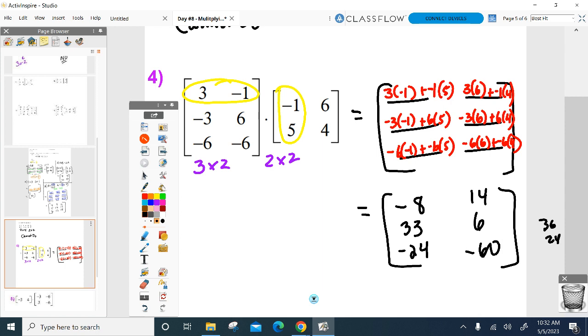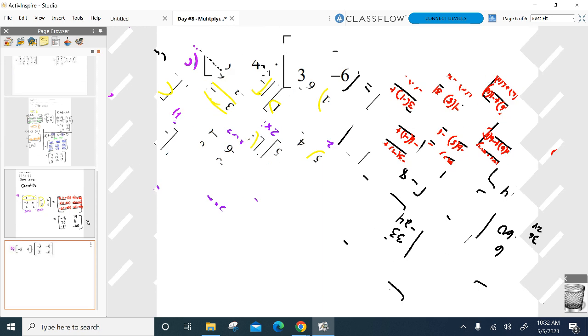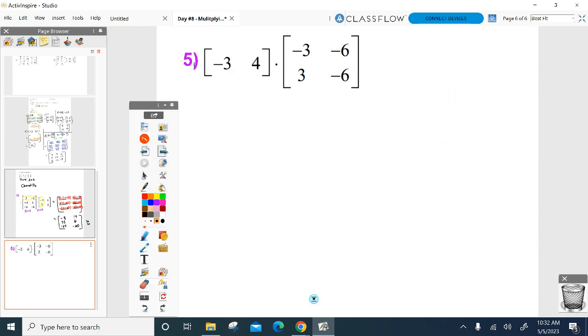Okay, last one. Number 5. Here you go. See what you got. I didn't make it too big, so see if you can do it, which I wouldn't have asked you to do on your own, but see if you can do it and then figure out what size your answer is. And then row times column, everybody. Row times column. You got this.